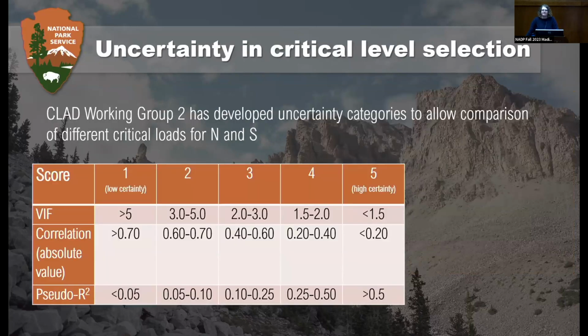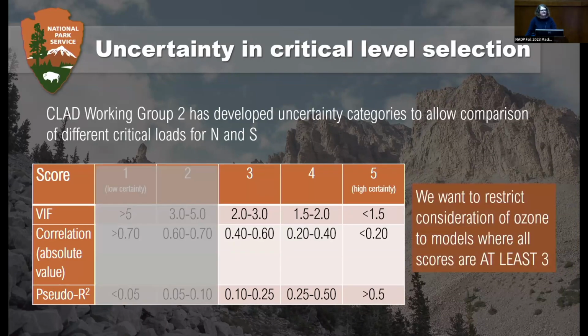Again, we're borrowing from CLAD as we move forward in evaluating these models. CLAD Working Group 2 has developed uncertainty categories, kind of similar to the weighted deposition uncertainty metric that TDEP has. And this allows us to compare our certainty in different critical loads for nitrogen and sulfur. So we look at variance inflation factor and correlation to give us a sense of how our explanatory variables relate to each other. And then we look at a pseudo R-squared just to see how well the model is fitting the underlying variation in the data.